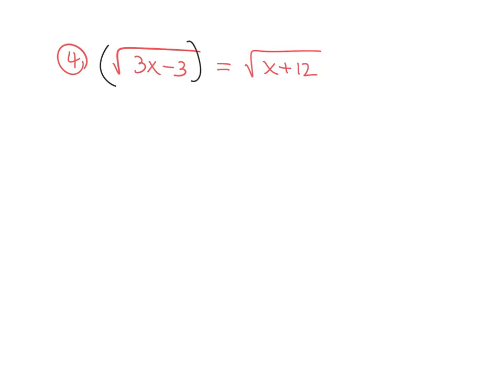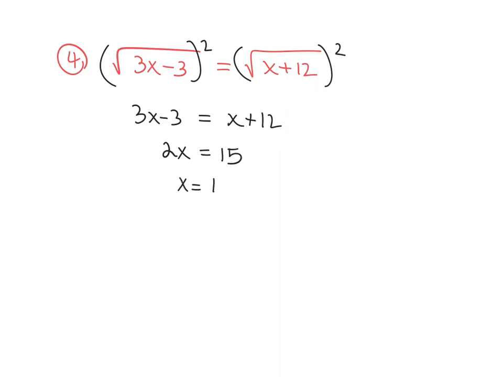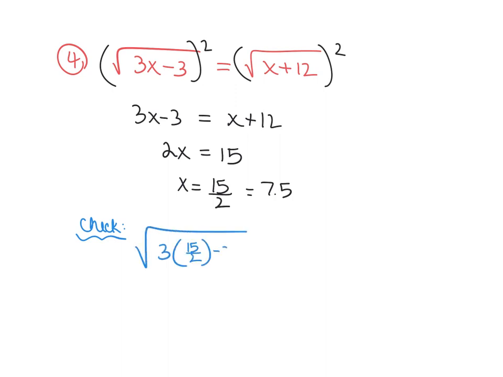So we'll square both sides, which gets rid of our radical, turns it into a nice Algebra 1 problem. I'm going to subtract x from both sides, and I'm going to add 3. And so I end up getting x equals 15 halves, or 7.5. And so we'll need to go ahead and check that. Again, we squared both sides so it can create a solution that looks like it works, but maybe it doesn't. So we'll go ahead and plug in 15 halves.